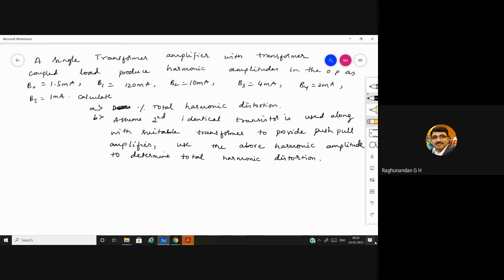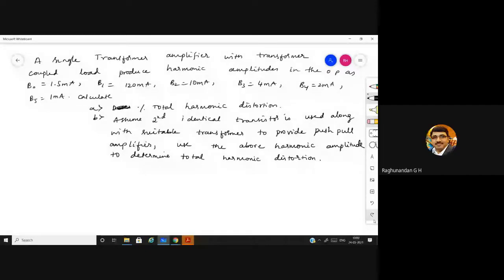So this is the question which has been given. You can find the total harmonic distortion by using the formula D is equal to root of D2 square plus D3 square plus D4 square plus D5 square. And before going on to that, you need to take the second harmonic distortion, third harmonic distortion values.